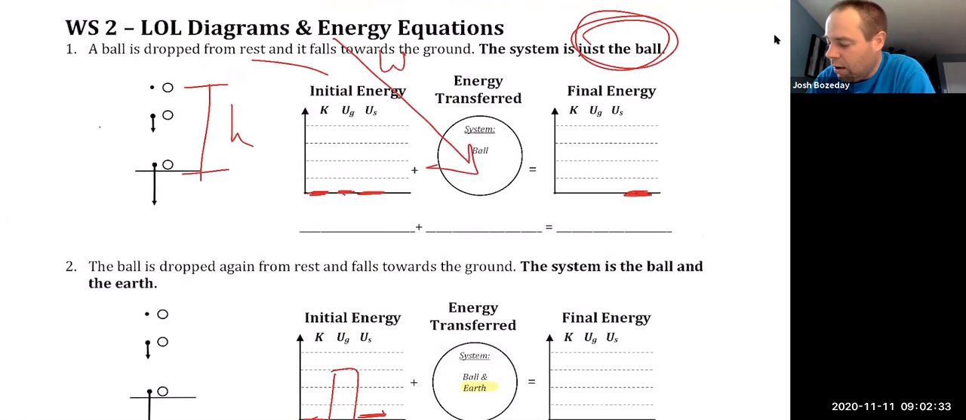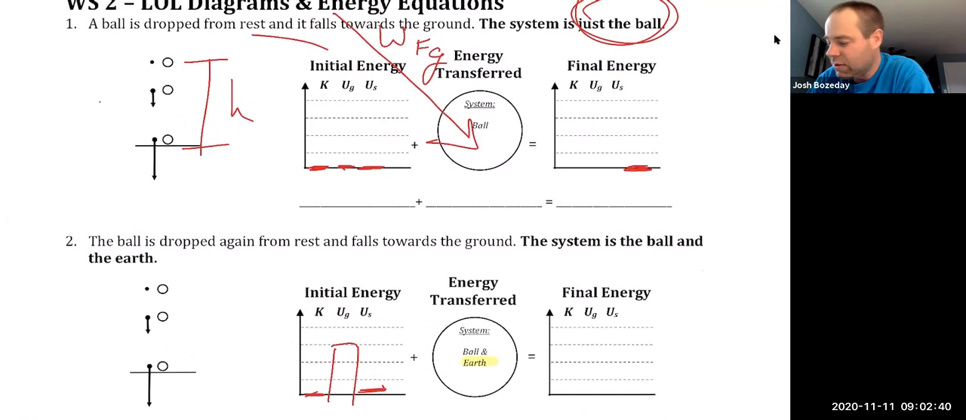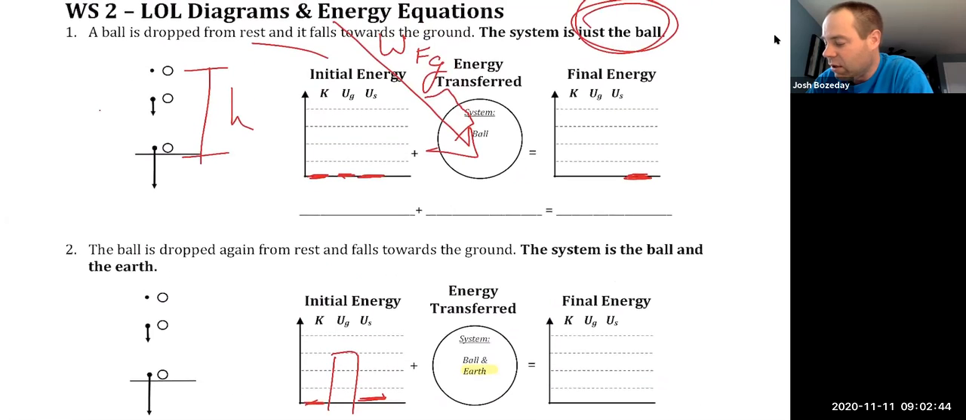We'll say work of force gravity. And since down below we said UG had 3 units of energy, let's be consistent and let's transfer 3 units of energy in here. Okay.